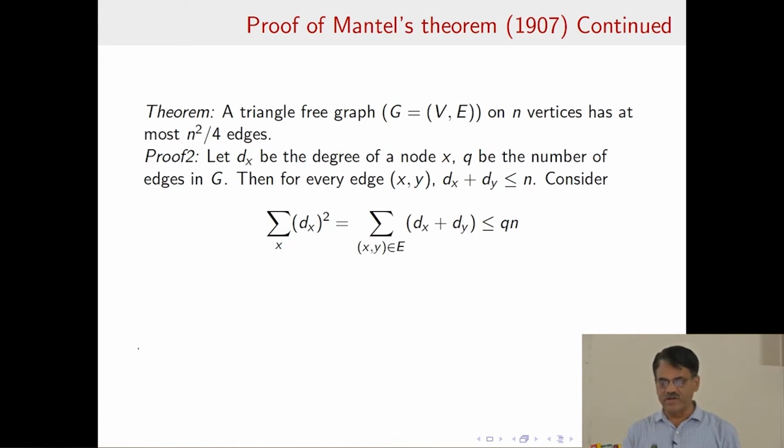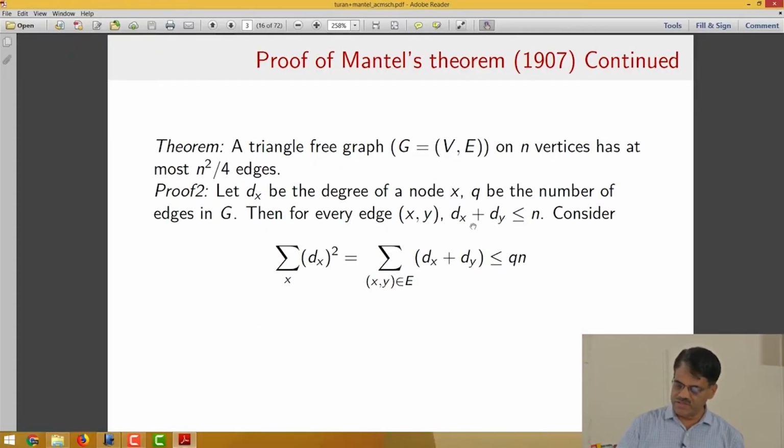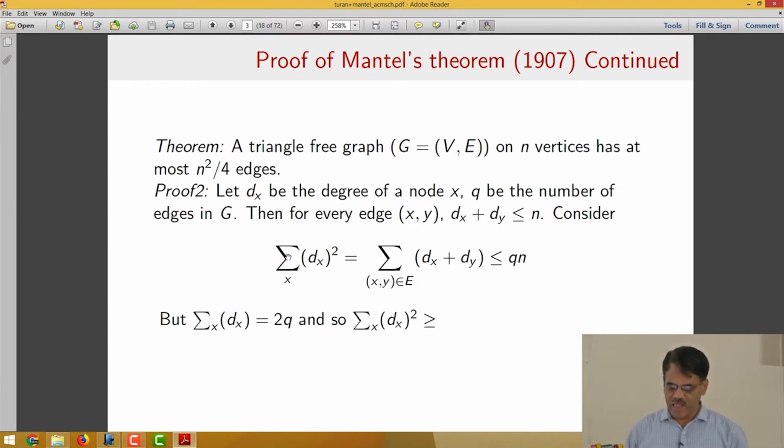Okay. Some quantity I was interested in, summation dx square, and I could show that it's at most qn using the fact that it's triangle free. Where did we use the fact that it's triangle free? Because we used it here when I said that dx plus dy is less than or equal to n. Here is where I am using the fact that it's triangle free. So this quantity is qn. So now I want to give a lower bound for summation dx square. But what do we know about summation dx? 2 into number of edges, and so we can give a lower bound for summation dx square.